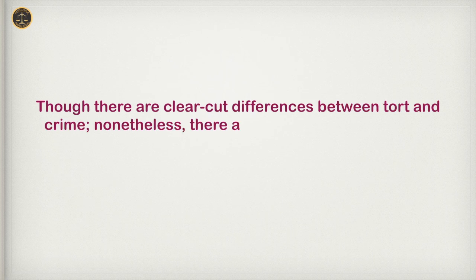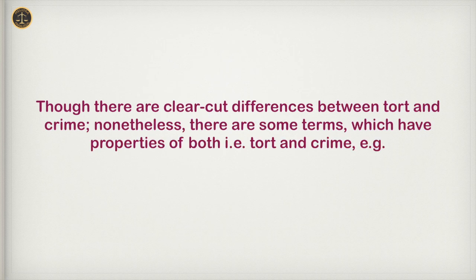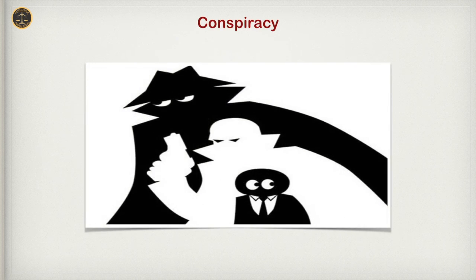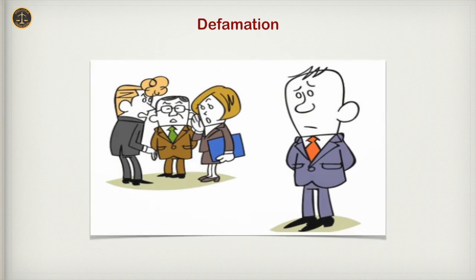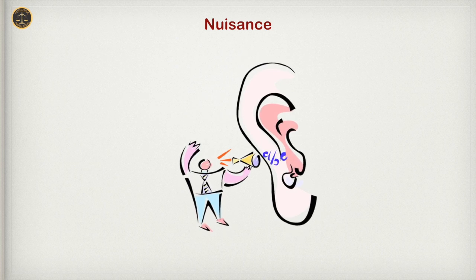Lastly, though there are clear-cut differences between tort and crime, nonetheless, there are some terms which have properties of both, that is, tort and crime. As for example, assault, conspiracy, defamation, nuisance, and negligence.